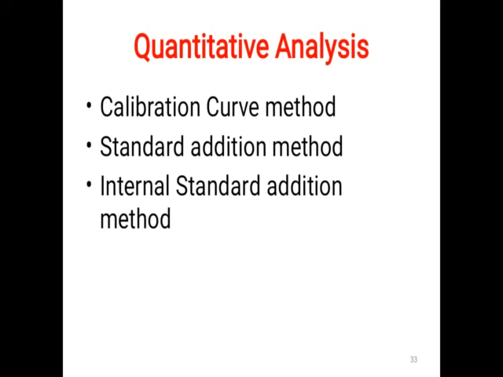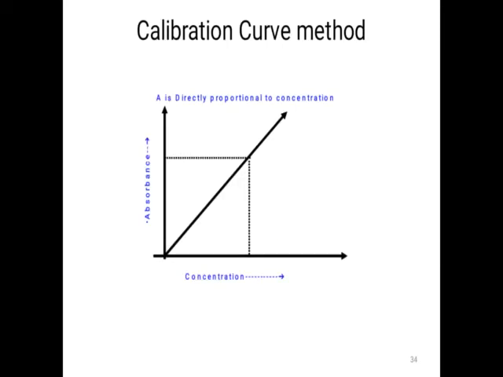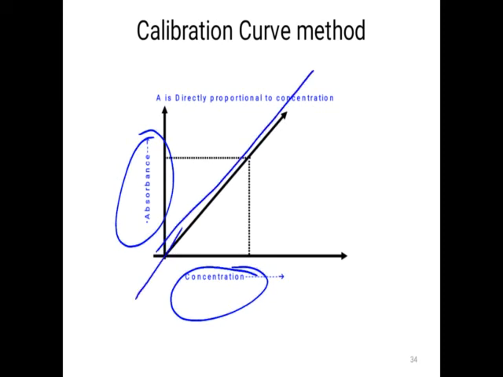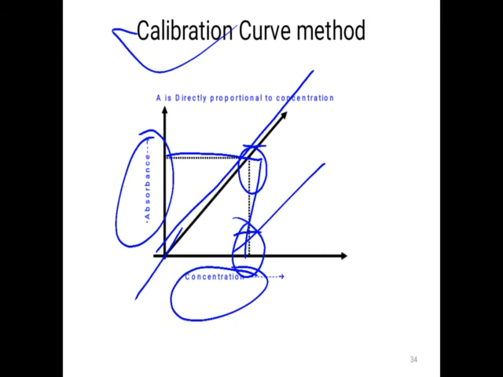For the quantitative analysis, different methods are used: the calibration curve method, standard addition method, and internal standard addition method. In the calibration curve method, concentration against absorbance is plotted. Then we get a straight line passing through the origin. For the unknown substance, we take the absorbance and extrapolate to the x-axis, and this amount indicates the concentration of the unknown substance. So that is the calibration curve method.